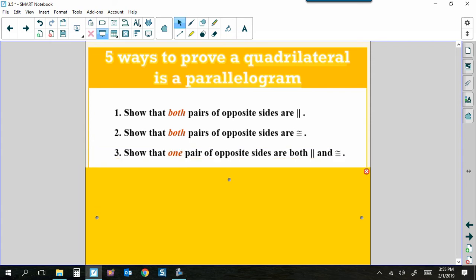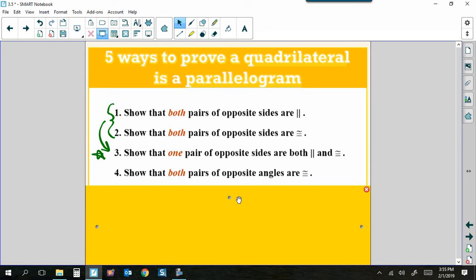The next one is a special one. I'm going to ask you to put a star by it. It's basically a combination of steps 1 and 2. So if you can prove that one pair of sides are both congruent and parallel, so again, it's a combination of steps 1 and 2, that is enough to say the quadrilateral is a parallelogram.